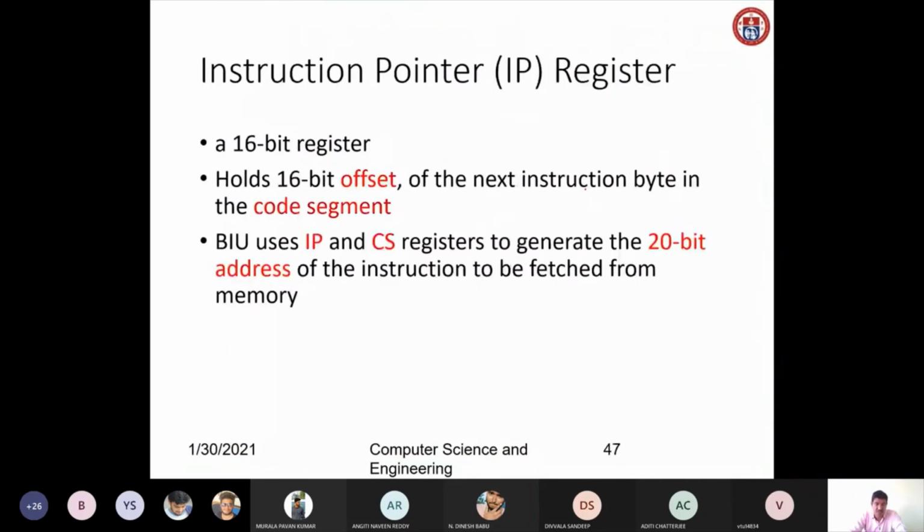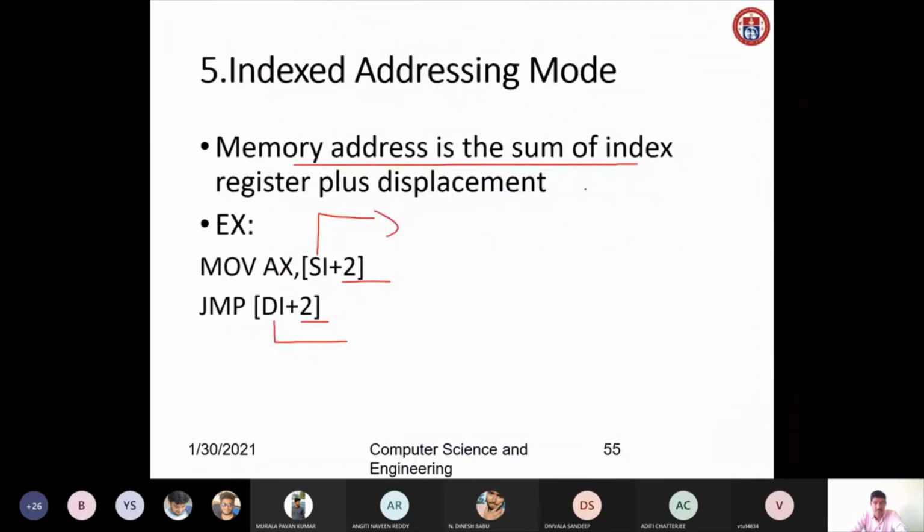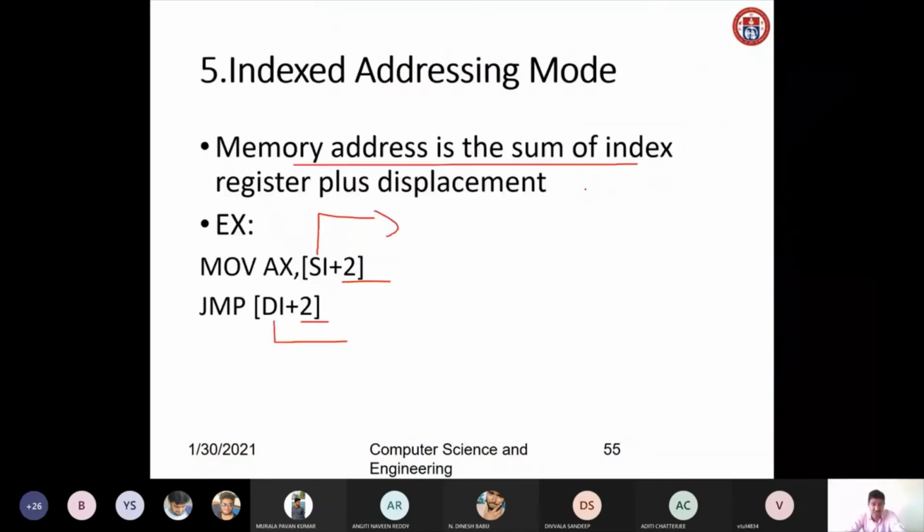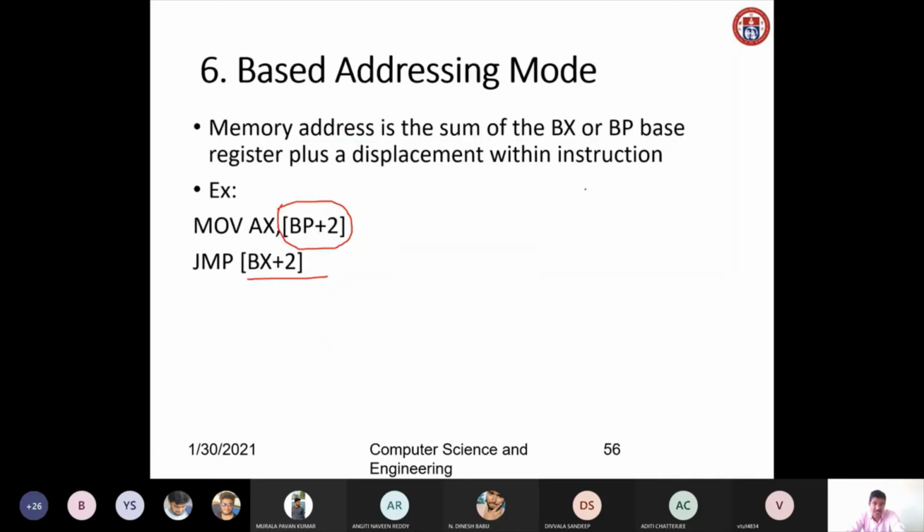For that, we use the base addressing mode. Here, in terms of memory location only, we have a difference. Previously, indexed addressing mode means your memory address is a sum of index register plus displacement. Similarly, based addressing mode means it is a sum of BX or BP, that is base register or base pointer, plus a displacement within the instruction. In the first example it was BP plus 2, base pointer plus 2, and in the second example it was BX plus 2.